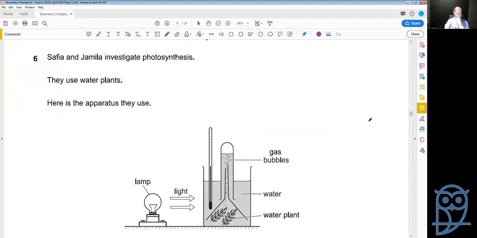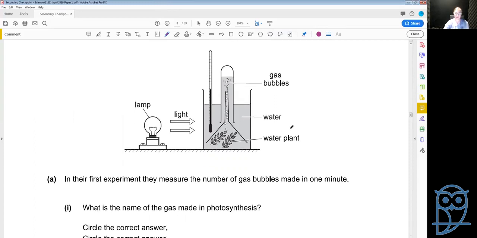So question 6 says, Sophia and Jamila investigate photosynthesis. They use water plants, and this is the apparatus that they use. They have a water plant and then they stick a funnel over it, sort of upside down, and then a test tube over the funnel so that they can catch the gas bubbles. And then they will measure how much gas bubbles they collect.